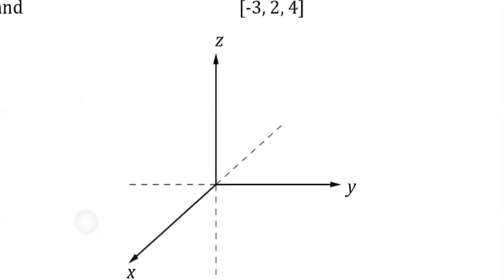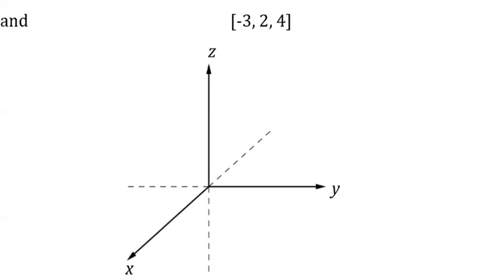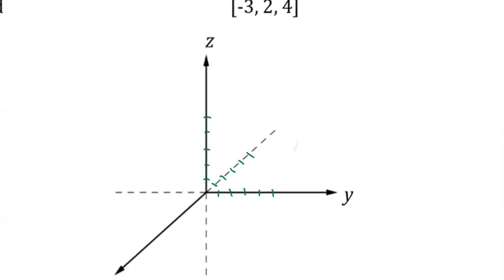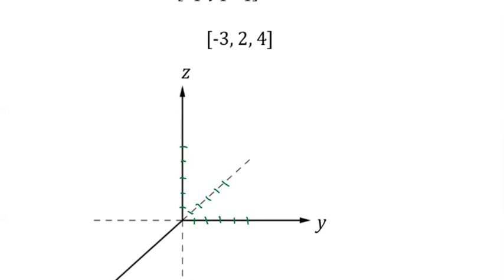It's a negative 3 for x, so I'm going back this way. 1, 2, 3, 4, 5. All right, here we go. Let's try it. So I'm going back 3 and over 2, and up 4.